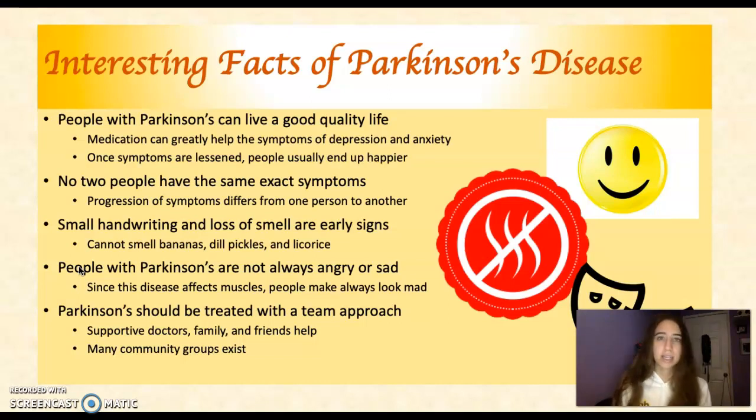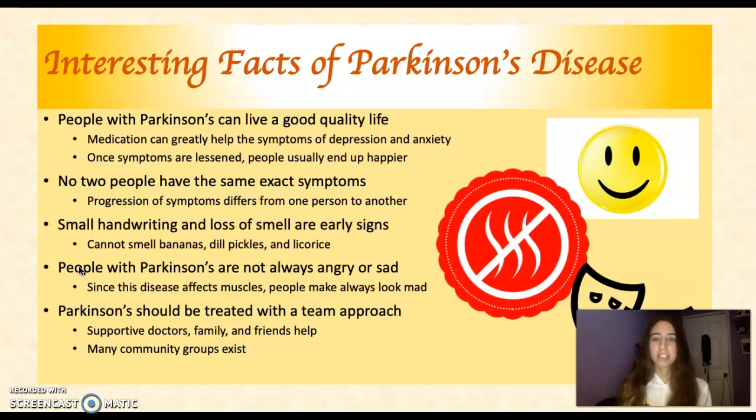No two people have the same exact symptoms. So progression of symptoms differs from one person to another. One person could have severe Parkinson's disease and someone else could just have the tremors or have the rigid muscles, not everything. Small handwriting and loss of smell are early signs. Something interesting that I found about that is people with Parkinson's disease cannot smell bananas, dill pickles, or licorice. So they completely lose the smell of that.